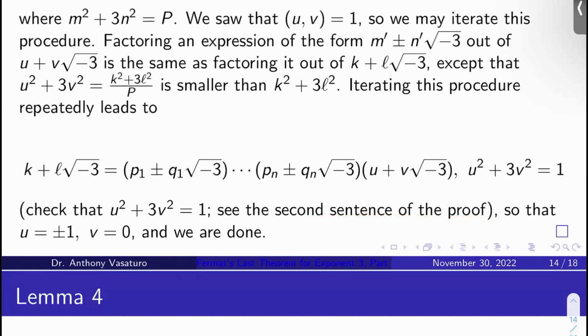Okay, but if u squared plus 3v squared is 1, u is plus or minus 1, and v is 0. And so that gives us lemma 3. This is plus or minus 1. That's the lemma. Okay, so lemma 3 is done.